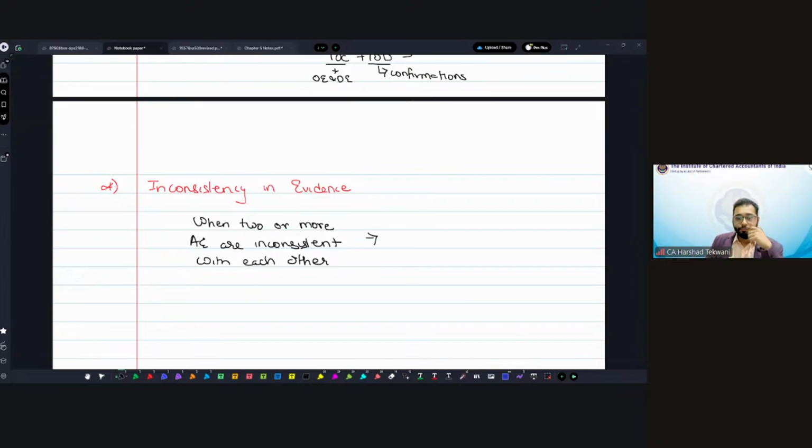What will you do? Then we have to investigate further. We need to investigate further to obtain more audit evidence. Definitely, we will discuss with management why there is a difference. We will ask them to reconcile it. If not able to resolve, definitely we will give a qualified opinion.